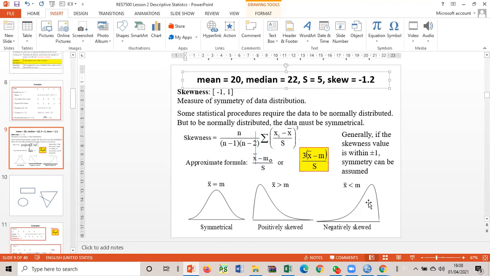You don't have to calculate manually. Click the button, the answer will come. You interpret.